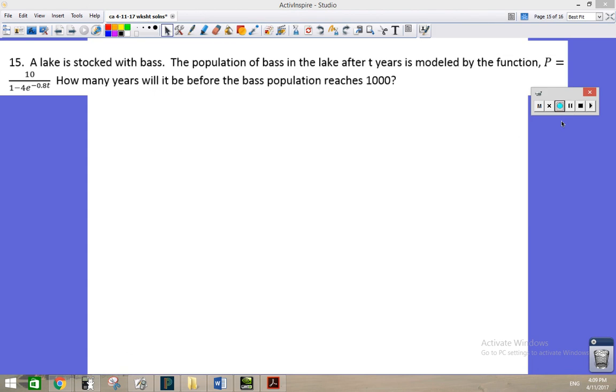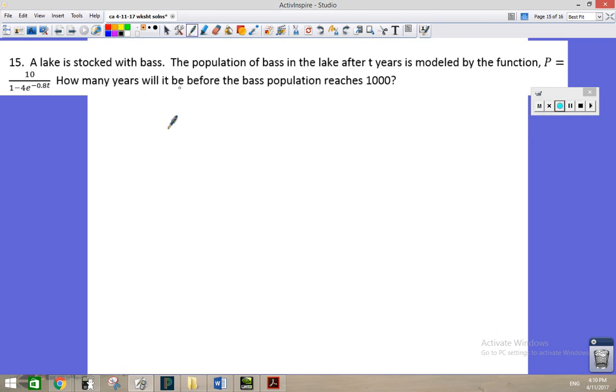Let's take a look at this application problem and see if we can figure out what we have going on here. The lake is stocked with bass, so this is going to be our new fishing hole. Population of bass in the lake after t years is modeled by the function p is equal to 10 divided by this binomial 1 minus 4 times e raised to the negative 0.8t. So it's only asking us one thing: how many years will it be before the bass population reaches 1,000?